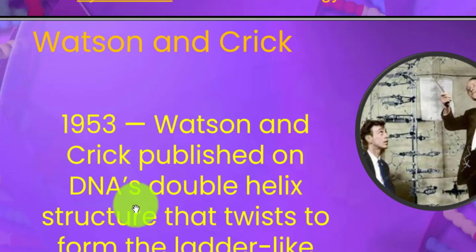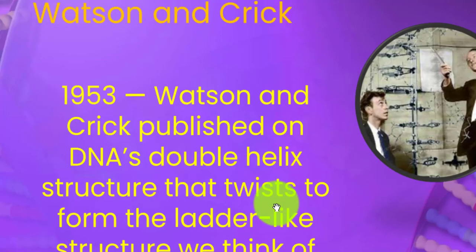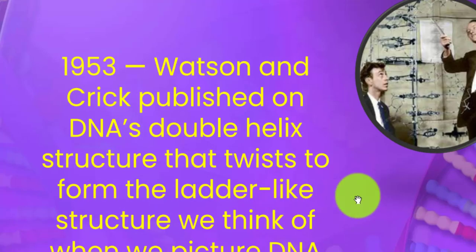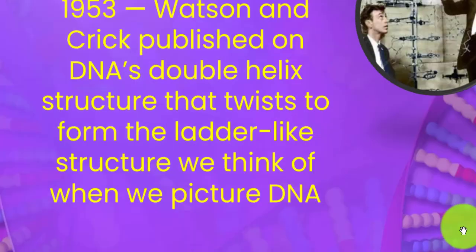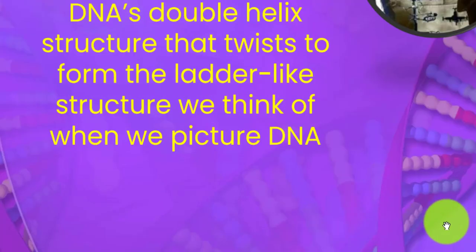Watson and Crick. In 1953, Watson and Crick published the DNA double helix structure, twisted to form the ladder-like structure we think of. When we look at this picture, we say this is the DNA model.